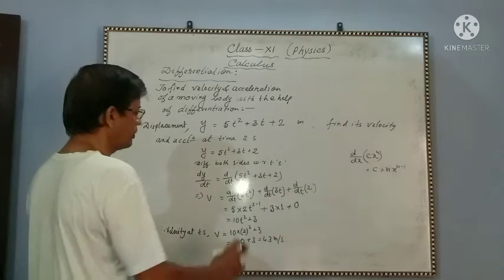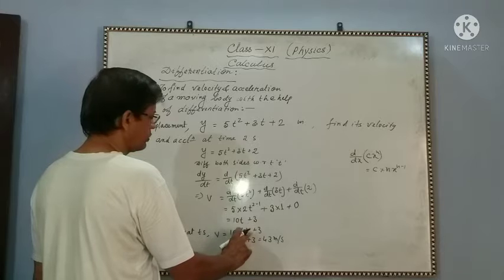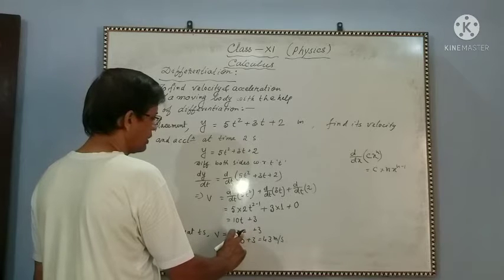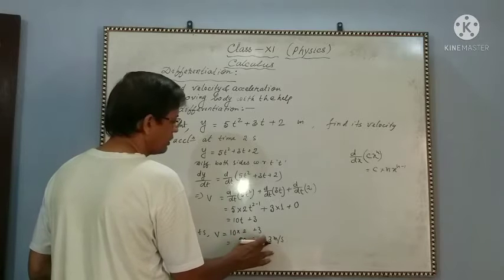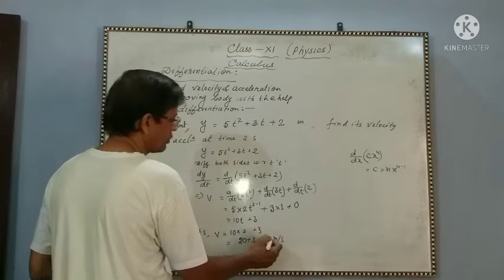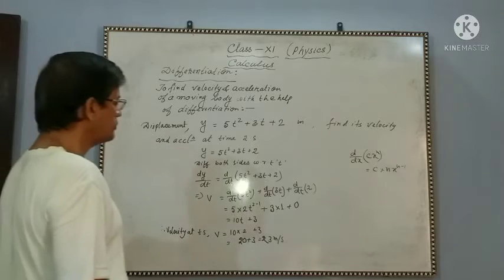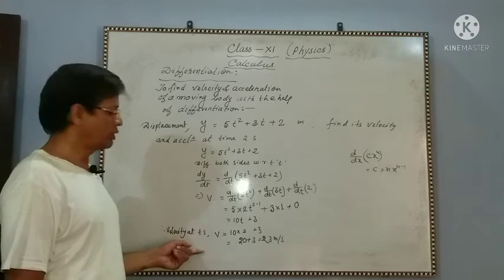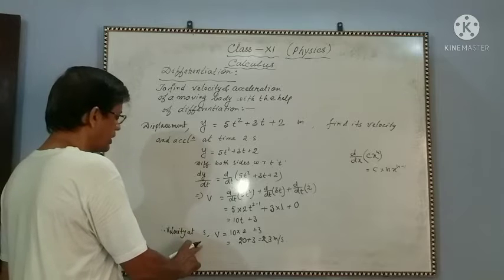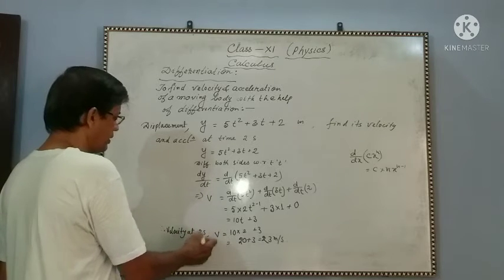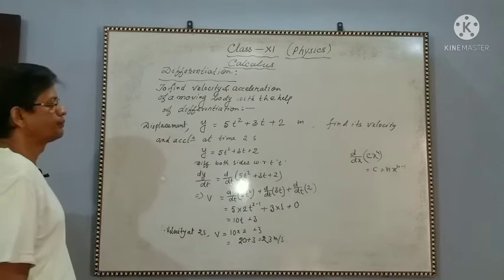Here there is a mistake. Here 2 minus 1 is 1, so it is only 10t. So this is 20 plus 3, this is 23 meter per second. So this is the process to find the velocity at 2 seconds.